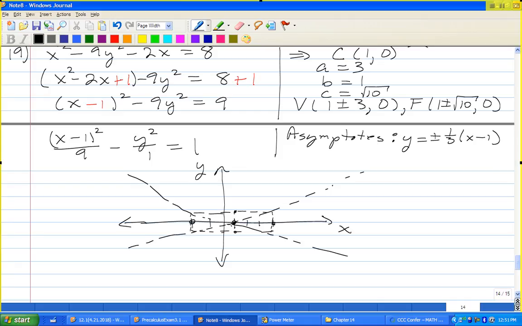And let's see, x is positive, so square root of 10, pretty close. And so here are the hyperbolas. So here are your asymptotes, foci, vertices, and center.